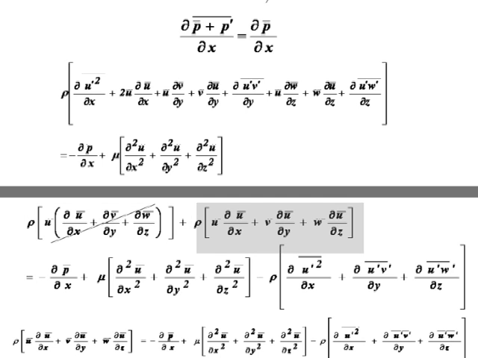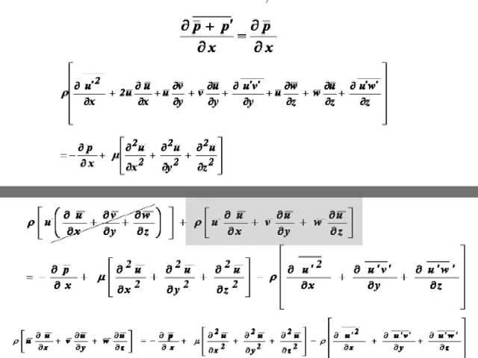So, I have the left hand side reduced to this, and these terms which are there here, del u prime bar squared by del x plus rho dou u prime v prime bar by del y plus dou u prime w prime bar by del z, I am pushing it to the right hand side with a negative sign. That is why I have minus rho del u prime squared by del x plus del u prime v prime bar by del y plus dou u prime w prime bar upon del z.